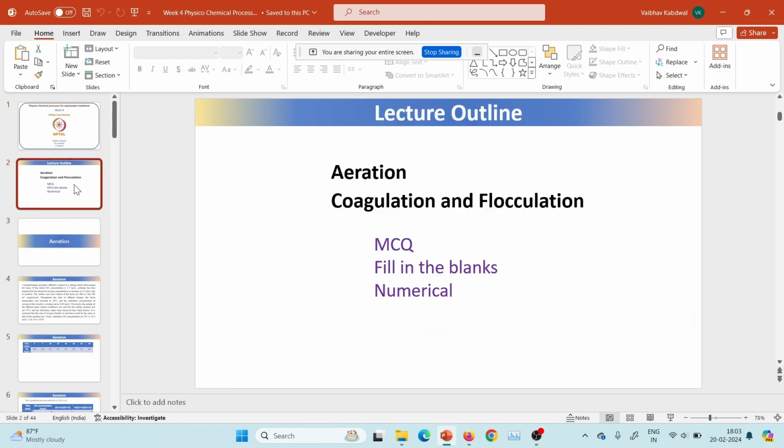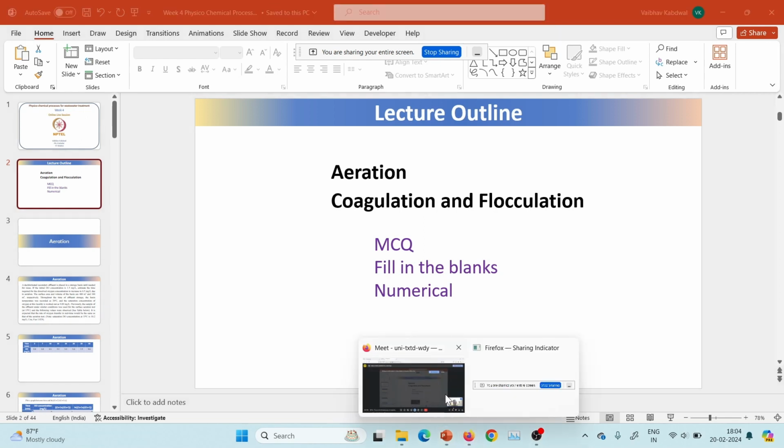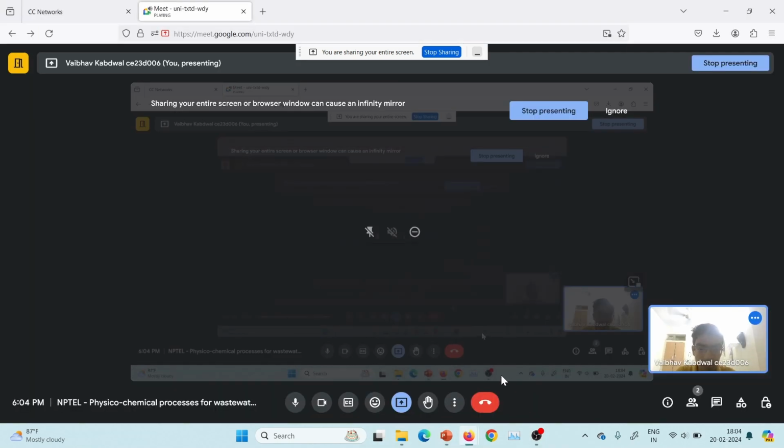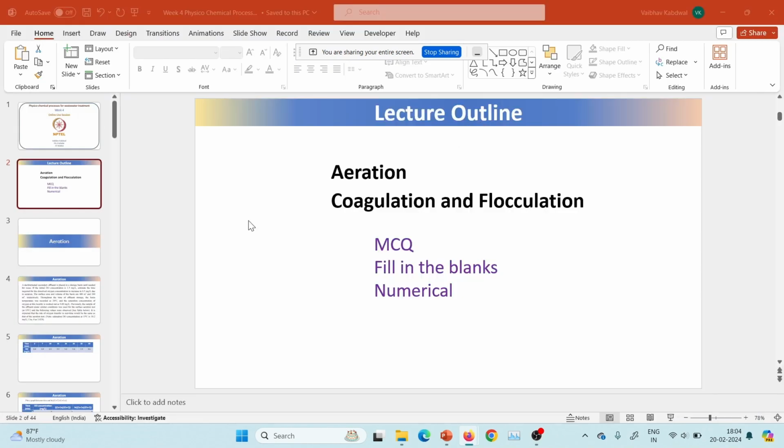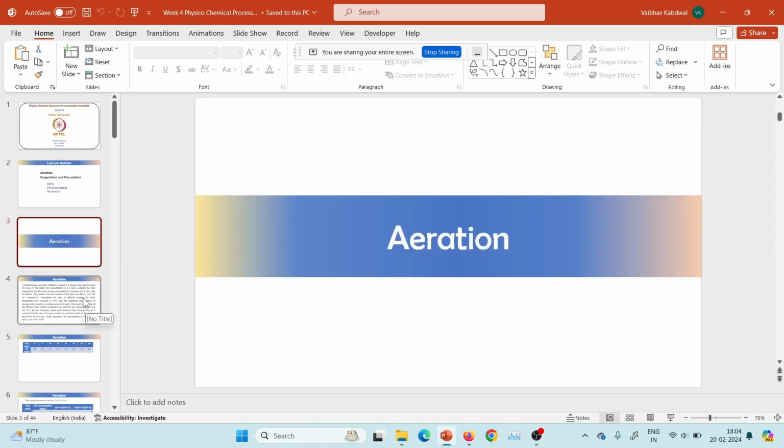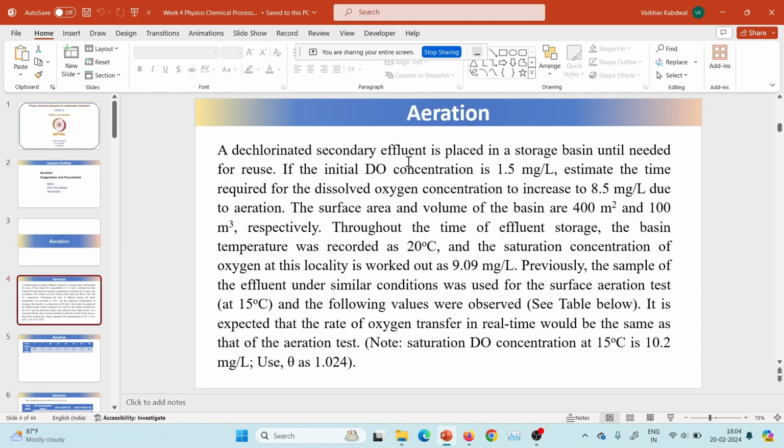So this is the lecture outline. We will study aeration and coagulation and flocculation. We will solve MCQs, fill in the blanks, and a few numericals. Let's start with the aeration. We will solve one numerical.